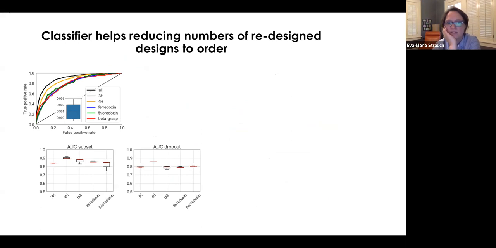And then of course we wanted to know, can we use this data set for machine learning? And the answer is yes. So we have a pretty decent area under the curve. So we did ROC curves here. So if you train on all and take out small subsets and do 5-fold cross-validation, you have pretty good power of prediction. So the AUC is really good.